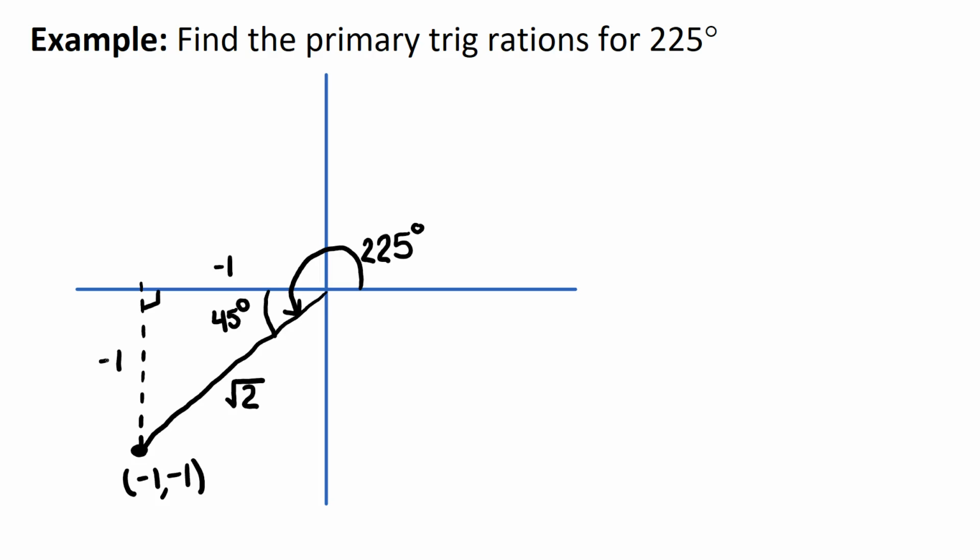So what's going to happen then is I'm going to say sine of 225 degrees is equal to, and so we know that sine is defined as the opposite over the hypotenuse. So in this case, the opposite, which is the y-coordinate, is going to be negative. So we're going to get -1 over root 2. Remembering that the radius, or the length of that terminal arm, is always positive.